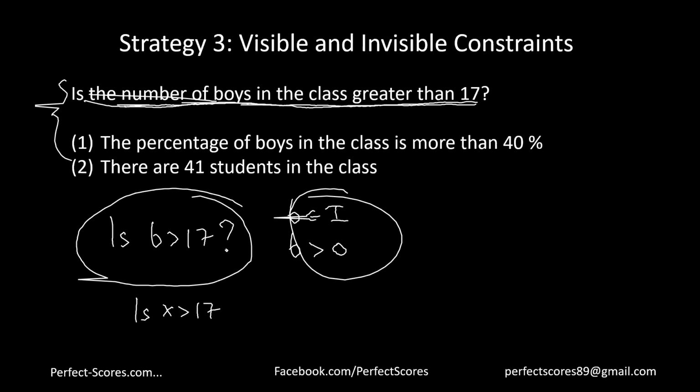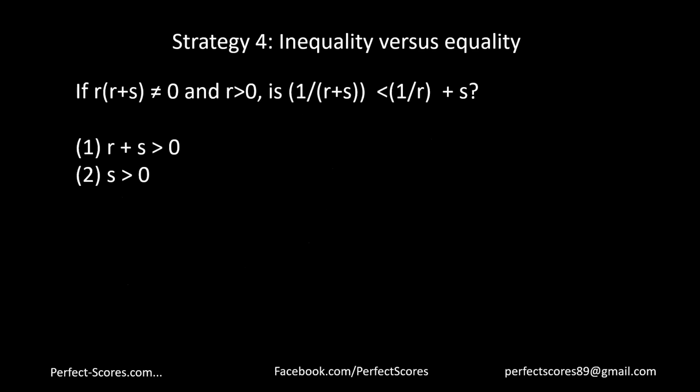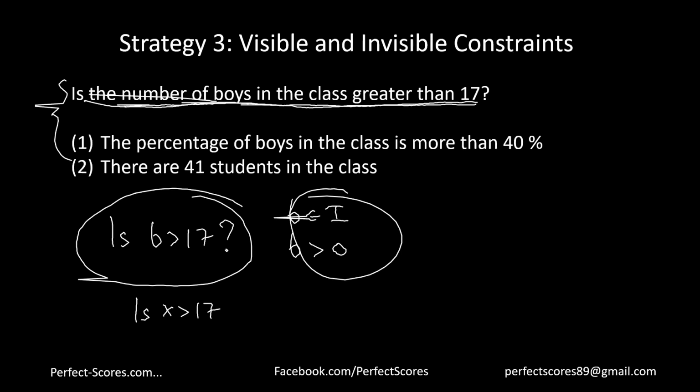So there are going to be invisible constraints in the question. Whenever you see number of boys or number of girls or number of students, this constraint is always going to be there. And this is actually an official GMAT question. So they use that, and they will not give you the context. They will not tell you the number of boys is an integer, something that you'll have to infer yourself. So that is strategy number 3.